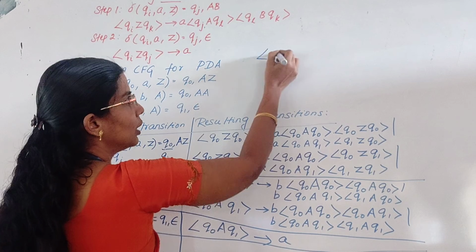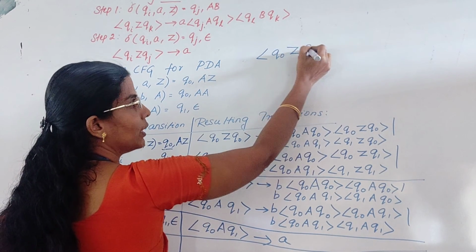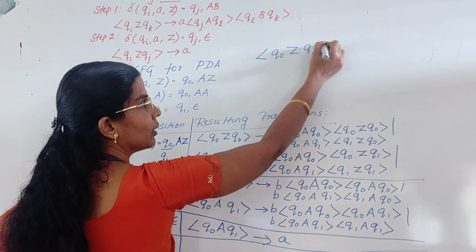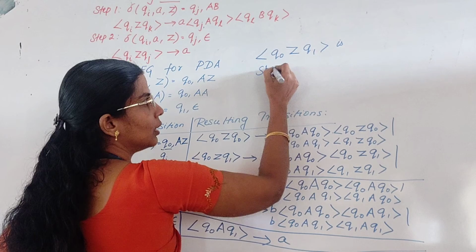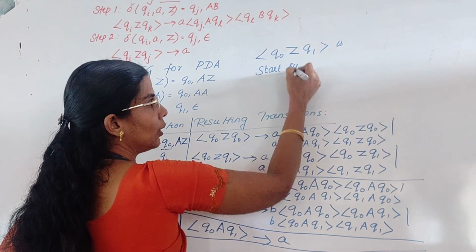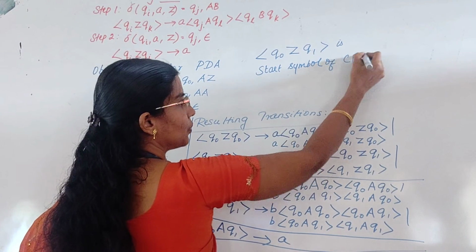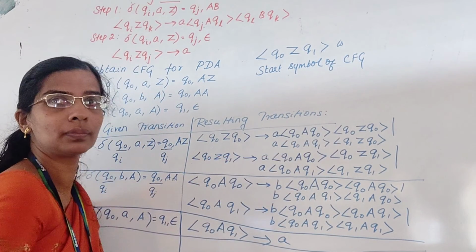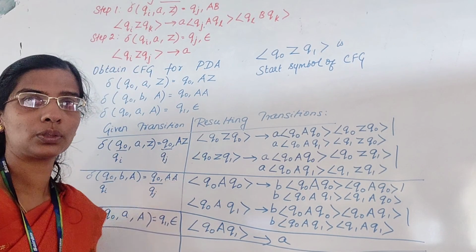Start state of your PDA, set final state of your PDA, is the start symbol of the context free grammar. So you have to conclude like this. Hope you understood. Thank you.